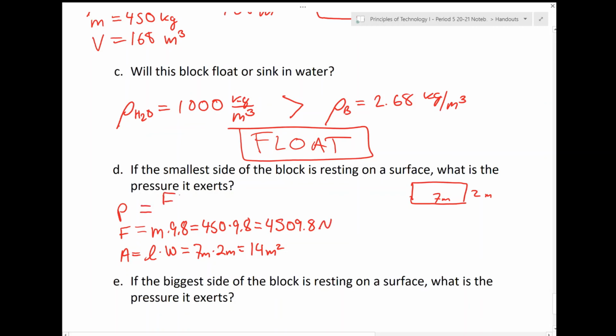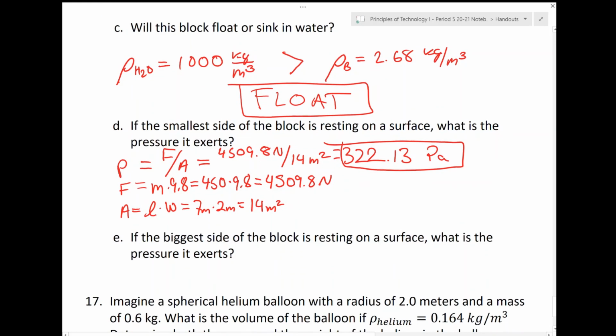Pressure, of course, is force divided by area. So we have 4,509.8 newtons divided by 14 square meters, giving us 322.13 newton per square meter, which is a Pascal.